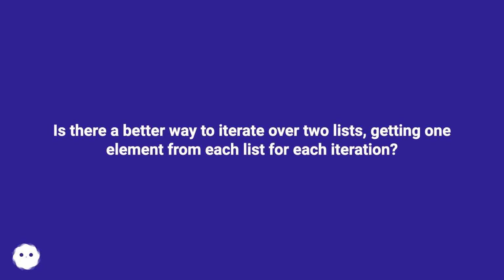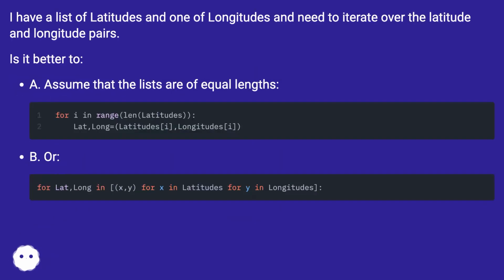Is there a better way to iterate over two lists, getting one element from each list for each iteration? I have a list of latitudes and one of longitudes and need to iterate over the latitude and longitude pairs. Is it better to A.